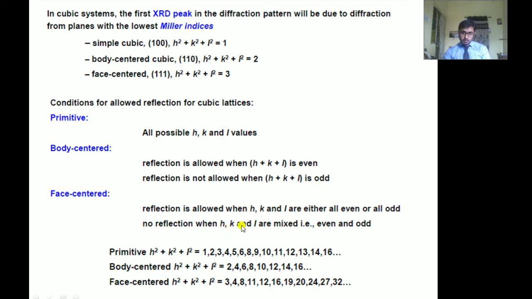Using these combinations, I can mention here that for the primitive system, the sums of h² + k² + l² are 1, 2, 3, 4, 5, and all reflections are allowed. For the body centered, the value must be 2, 4, 6, 8, because all are even: 2, 4, 6, 8, 10, 12, 14, 16, 18 and so on. For the face centered, it is 3, 4, 8, 11, 12 and so on. This is the summation of these values. So if your XRD data after indexing matches five to six reflections of this sequence, then you may claim your material matches the FCC or face centered cubic system.